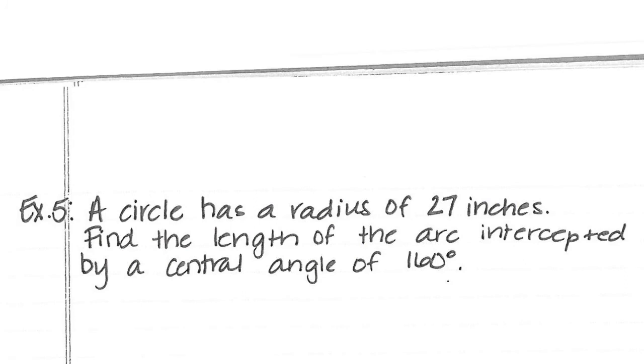All right, let's look at one word question. It says a circle has a radius of 27 inches. So let's go ahead and draw a circle. We know the radius is 27 inches. Find the length of the arc intercepted by a central angle of 160 degrees. Well, I know 160 degrees is not going to quite get me to the 180 that I'm going to mark here. But I know that I'm looking for this arc right here.